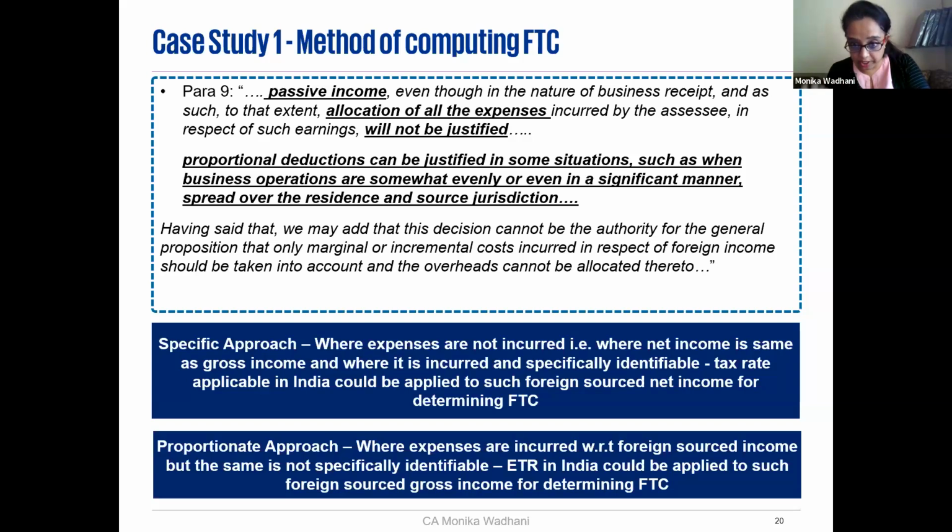Where expenses are not incurred and it can be demonstrated that they have not been incurred, in that case net income is the same as gross income. Where expenses are incurred and specifically identifiable, then the tax rate in India, which may be 22% or 30% as the case may be, has to be directly applied to such foreign sourced income, even though the net income may be the same as the gross income. But where expenses have been incurred and are not identifiable, in that case the proportionate approach has to be followed, and after determining the proportionate net income in India, the effective tax rate in India has to be applied.